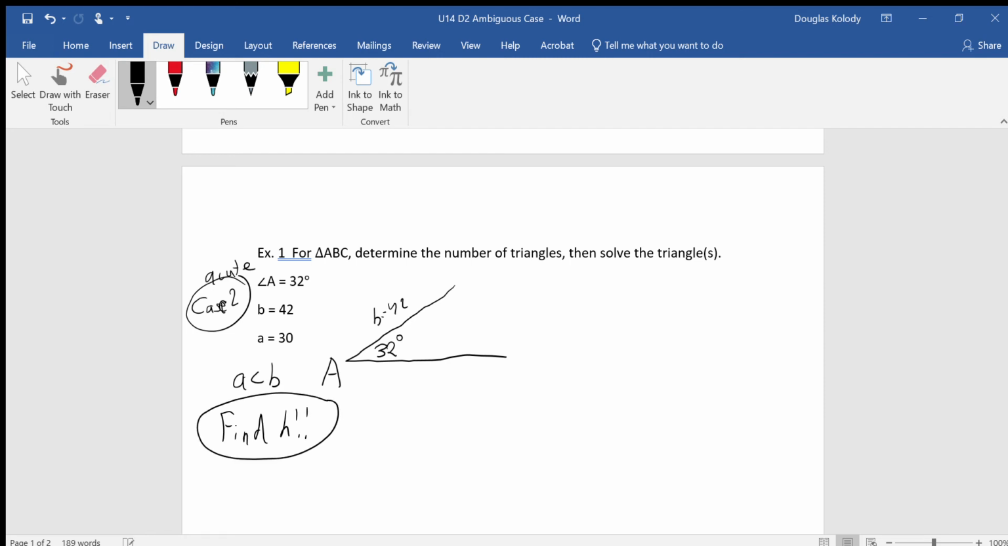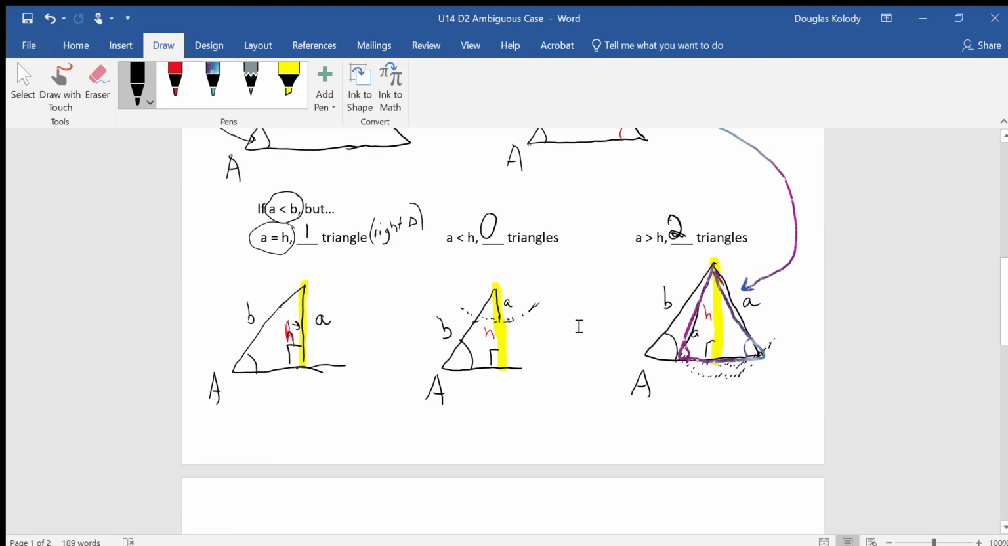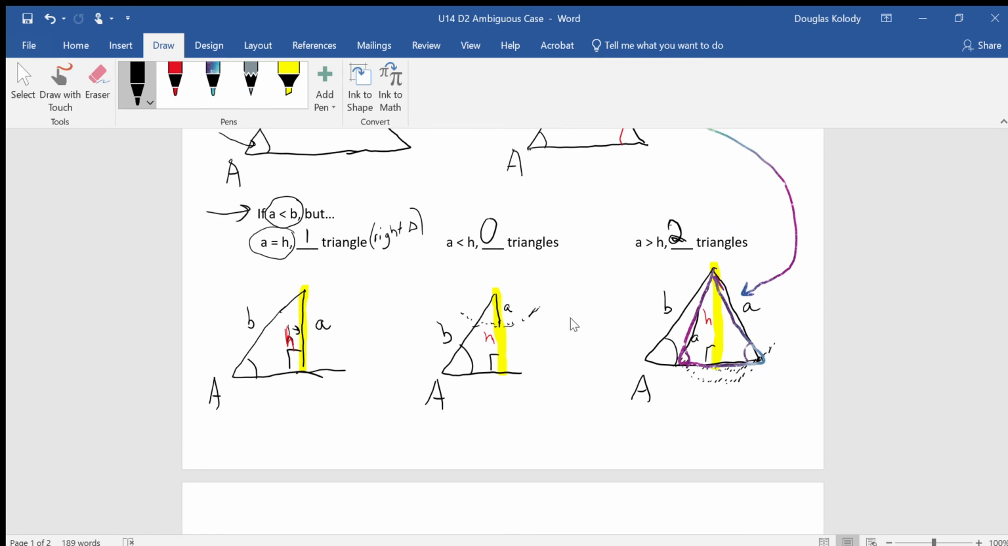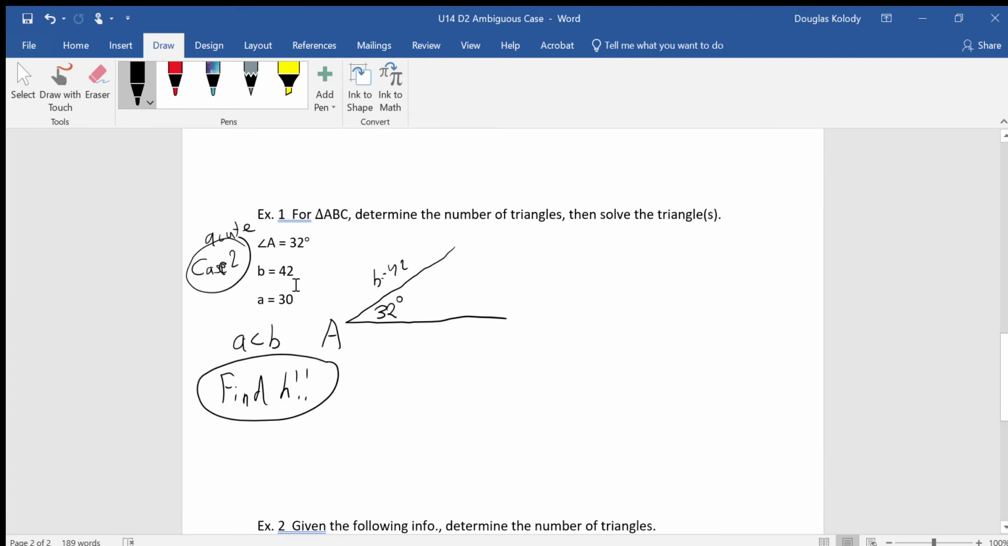When A is less than B, let's go up here. We have to find H. It's this case right there. A is less than B. So let's find H right now. That's why I got the highlighter pen out real quick. Let's find H. How do you find H? Well, don't overthink this. To find H, it's simple trig. H is right here, and I'll do it in red as I have been doing.